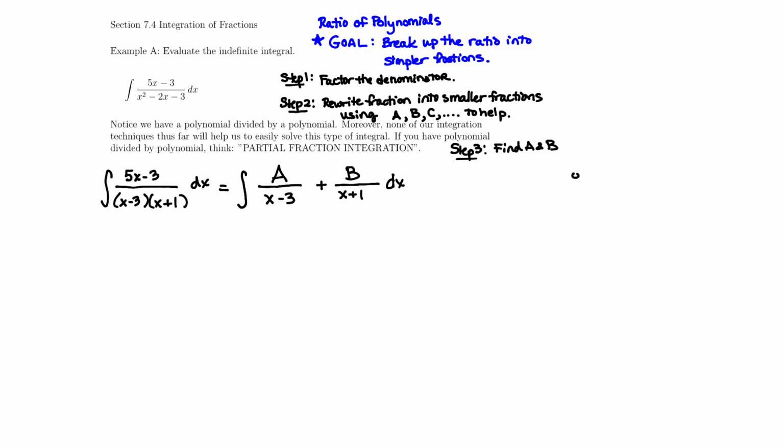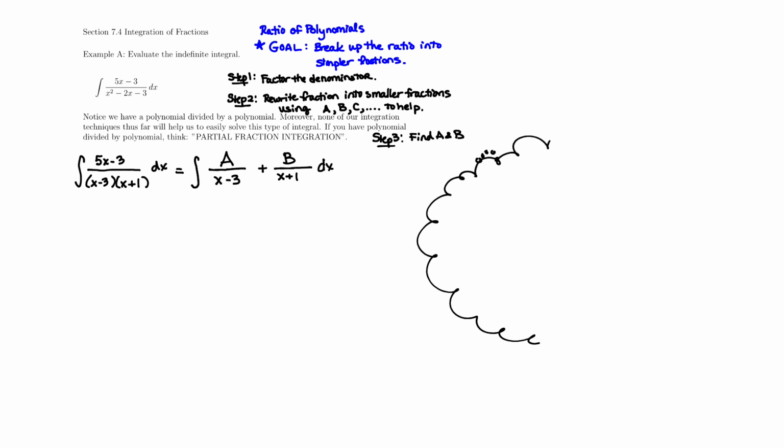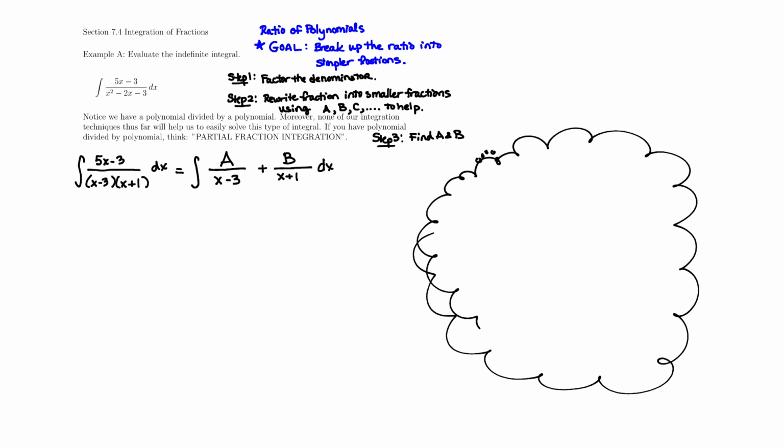I am going to make for myself a little thought bubble, because I'm going to do some thinking right now. I'll put this right here off to the side. I might need more thought space, but let's just start with this much. How do I get A and B? Well, let me see. 5x minus 3 over x minus 3 times x plus 1. I want that to equal A over x minus 3 plus B over x plus 1.